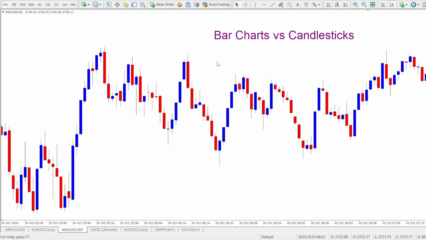Whether you are a beginner trying to figure out which chart suits you best or a seasoned trader looking to refine your analysis, I hope you found this information valuable.